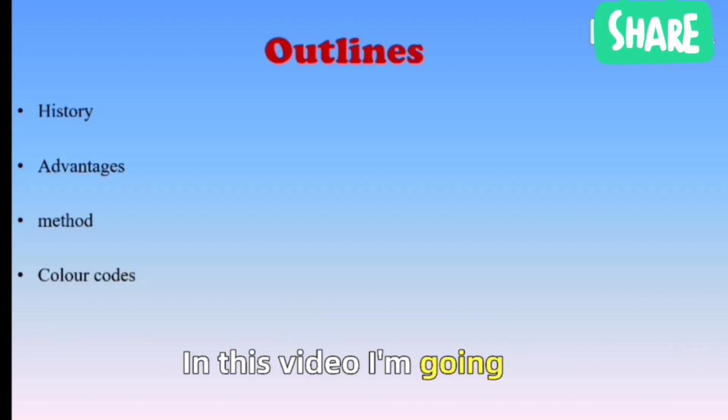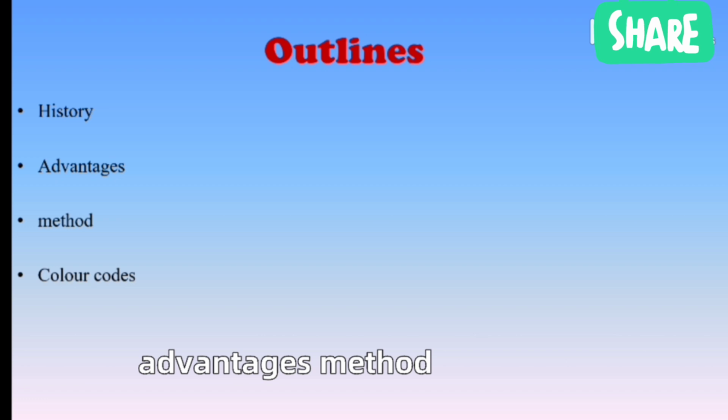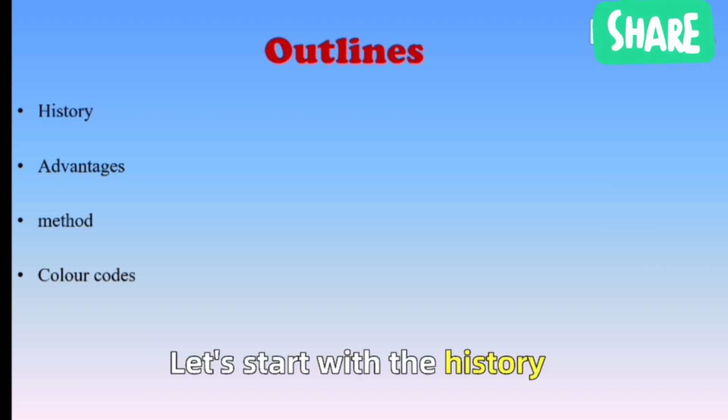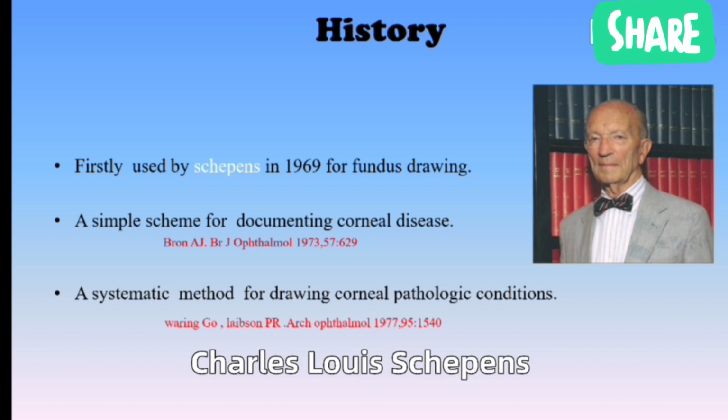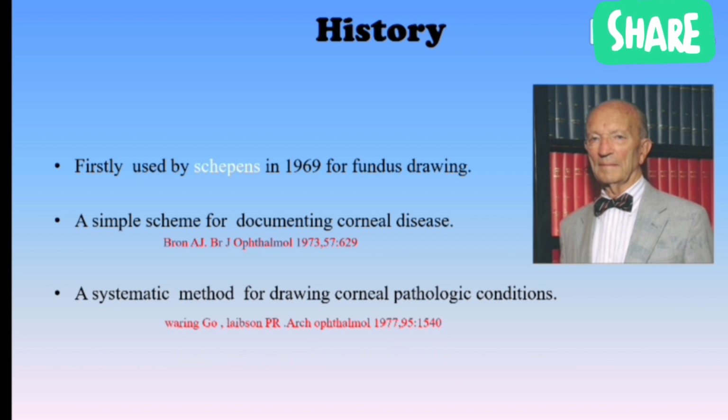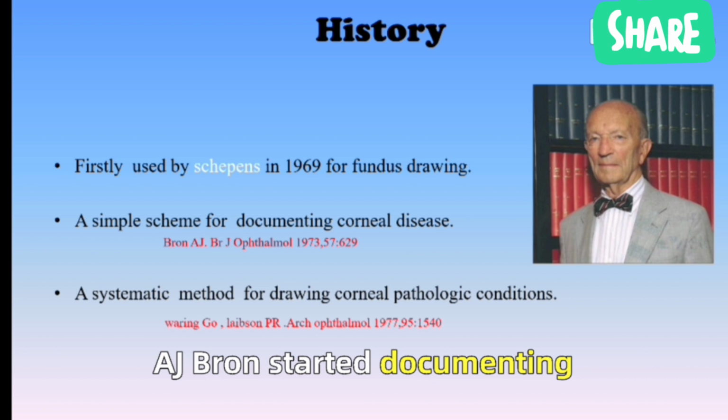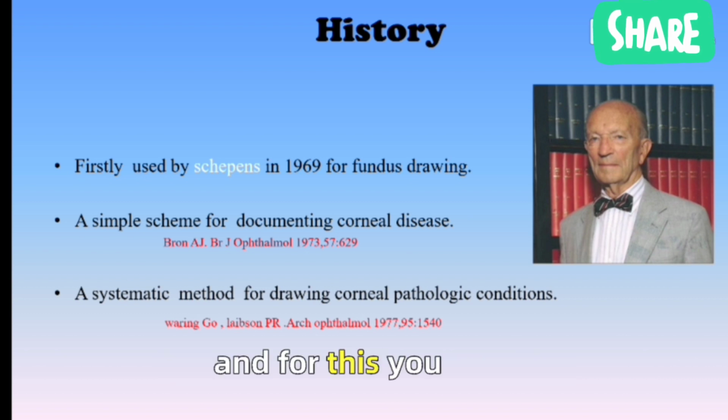In this video, I'm going to discuss the history, advantages, method, and what color code we use to document the diseases. Let's start with the history. In 1969, Charles Louis Kiffen described the retinal diagram. Inspired by this, A.J. Brown started documenting corneal diseases. And for this, he also published an article, a simple scheme for documenting corneal disease. You can find it on Google.